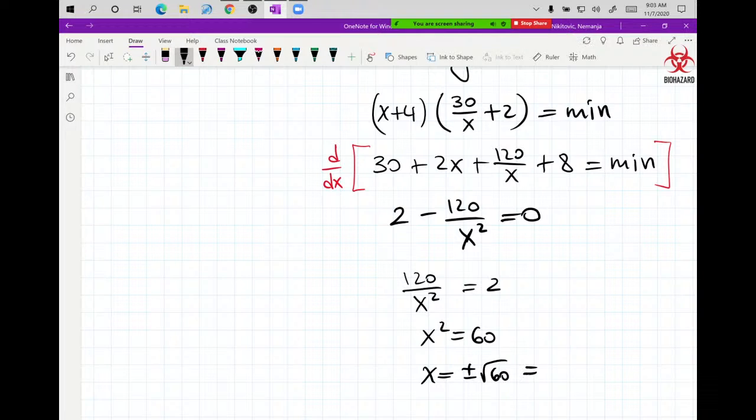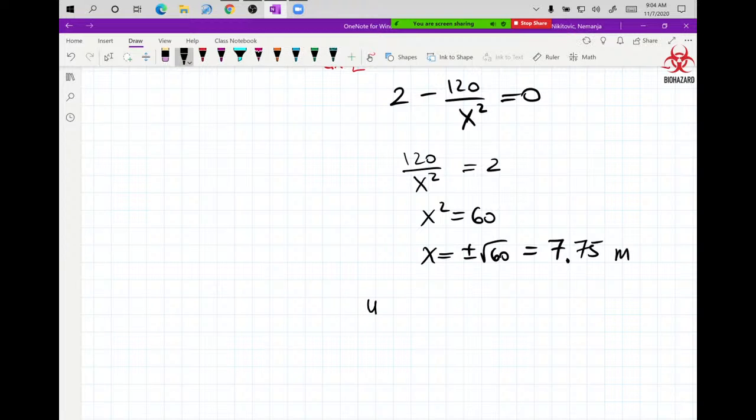Now, we do not care about negative numbers in this case, because lengths cannot be negative. Our x value cannot be negative, so we're just going to take the square root of 60. You can break this into 2 root 15 if you want the exact answer, but 7.75 meters is also okay.